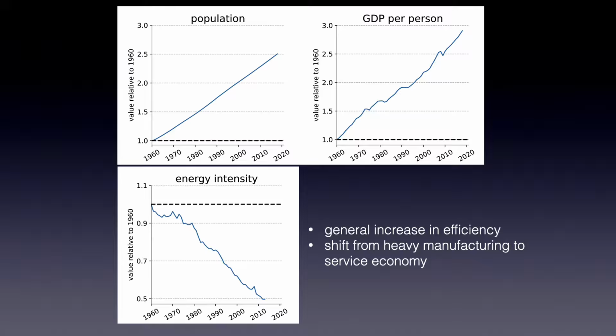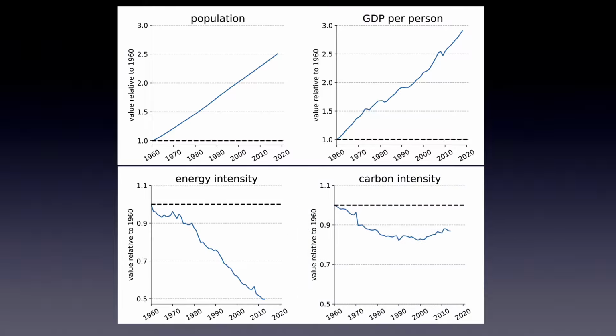Finally, let's take a look at carbon intensity. Carbon intensity showed big declines until about 2000. This was due to the world switching away from high carbon intensity fuels like coal and towards lower carbon intensity fuels like natural gas. In 2000, however, this trend reversed. This is due to a resurgence in coal, fueled in large part by the growth of coal-fired energy in China.